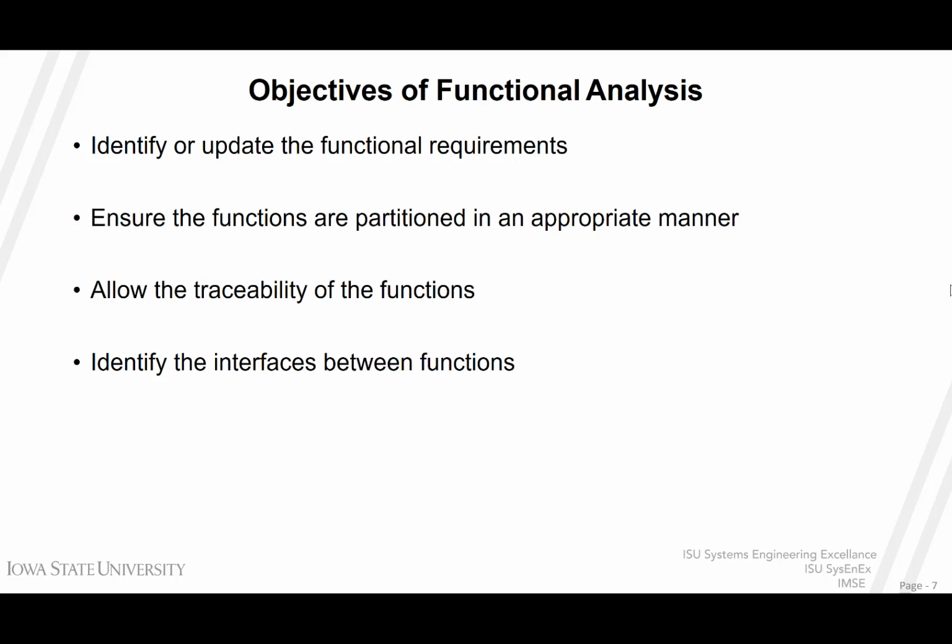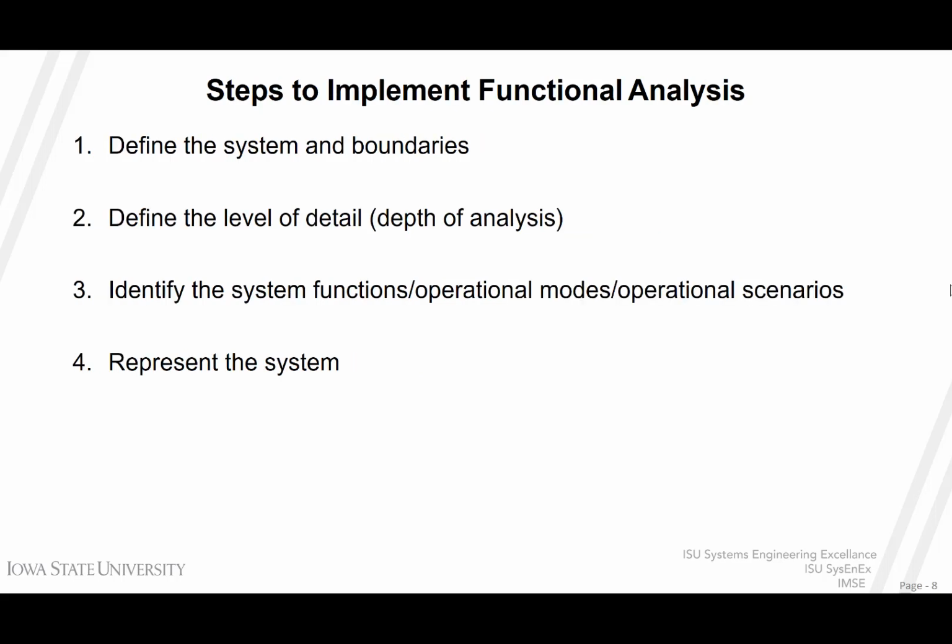Allowing traceability of the function. Traceability is important, particularly given the iterative nature of system design, as when a trade-off is made, the traceability needs to be maintained in order to understand the impacts. This is especially necessary for future review when changes must be made again or questions arise as to why the function was designed the way it was. And identifying interfaces between the functions. This refers to how information is transferred between functions.